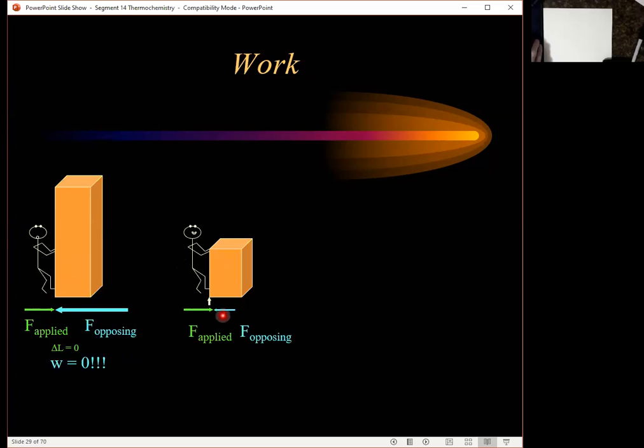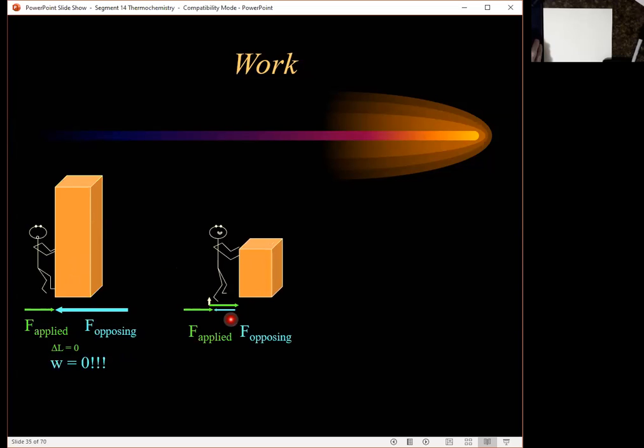And he can still apply the same amount of force against that little box, but the force of the little box resisting him is smaller than what he's applied. So if we watch this one, the little guy is able to move the box across. So the distance, he did move the box against a force, so the work is not zero because the change in length was not zero. So if you see a boundary move, work probably was done. So in this case, the work wasn't zero, but in the other case it was.